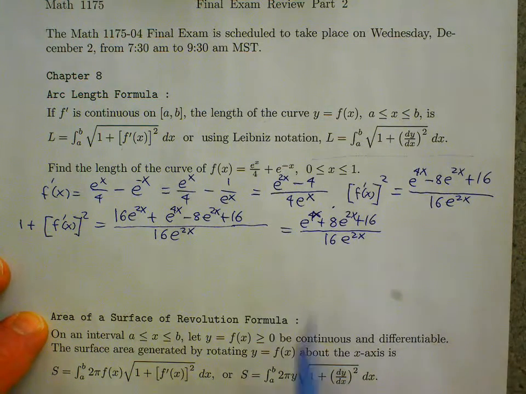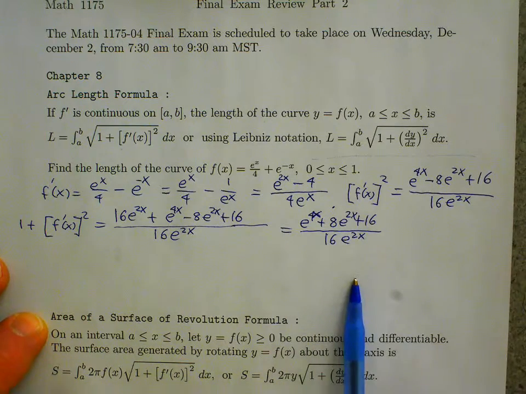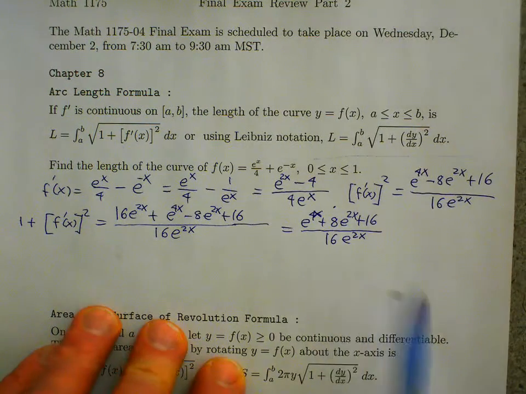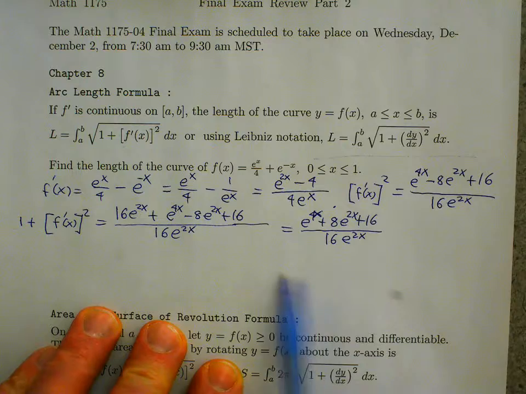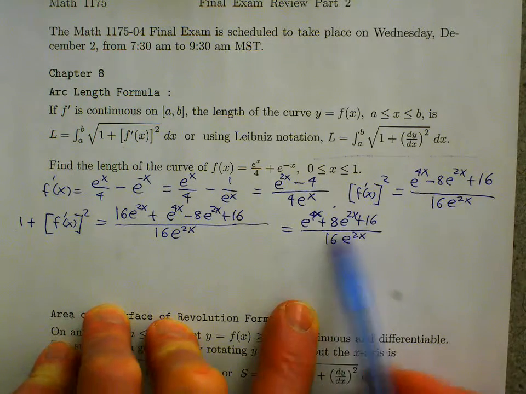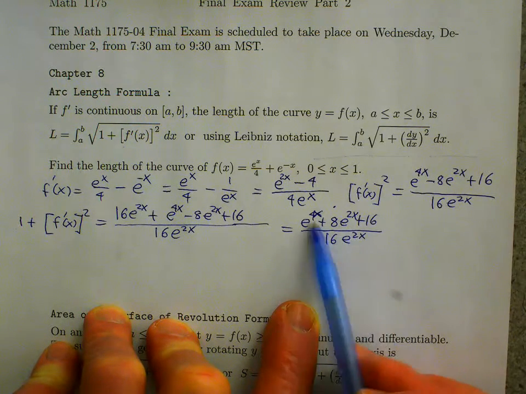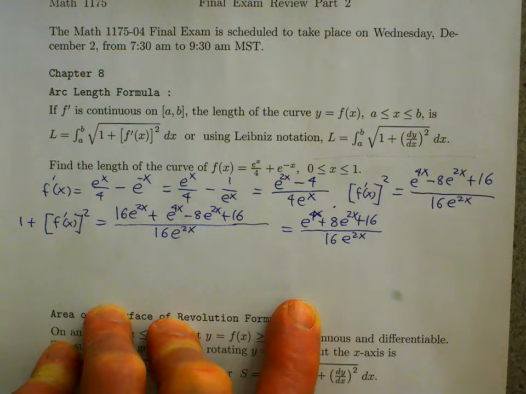Yeah. I think we're okay now. Okay, this is the expression that's going to go inside the square root. And it turns out that both the numerator and denominator are perfect squares.